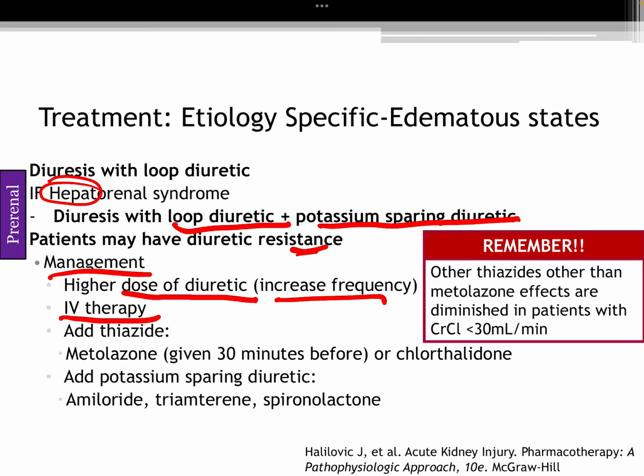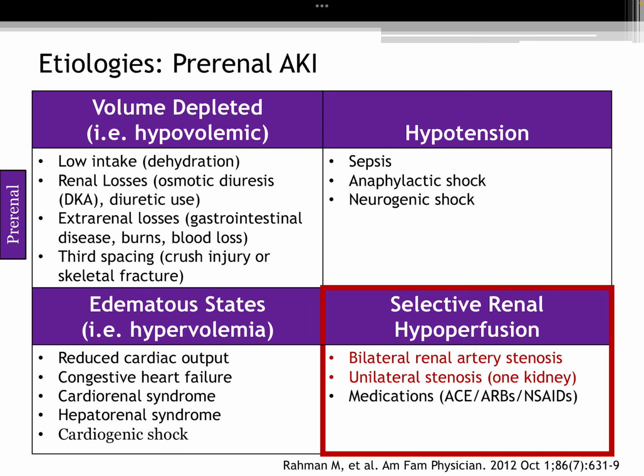Our final item on our list of etiologies is selective renal hypoperfusion. This is where the hemodynamics of the kidney cause a decrease in perfusion, or hypoperfusion. This could be due to vasodilation or vasoconstriction, or this could be due to a blockage. We're going to start out with bilateral renal artery stenosis or unilateral stenosis.